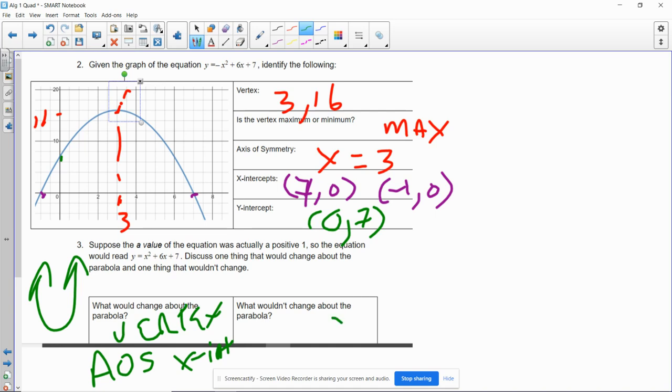What wouldn't change? The y-intercept is going to stay the same because of that 7 at the end there. And the width of the parabola would not change, as we're not changing the coefficient in front of the x squared. It's still 1. That's what changed and what wouldn't change about the parabola. So that's what we were looking for. Much better scores on this competency than the first competency.